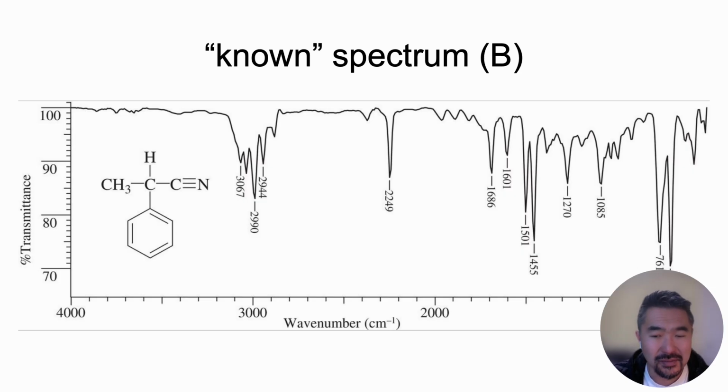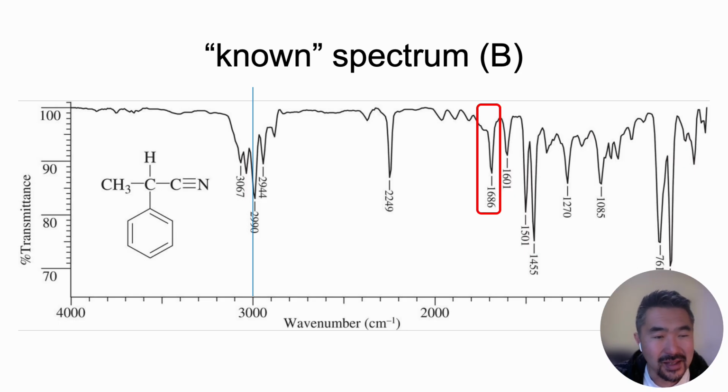There's known spectrum B with this structure. Let's see if we can identify the bonds. If you haven't, I would encourage you to pause here in the video and see if you can do it yourself. This time I didn't forget to draw that 3000 line, okay?